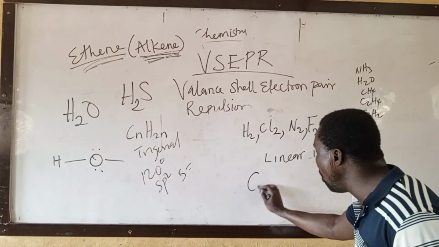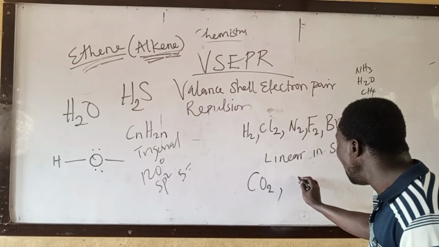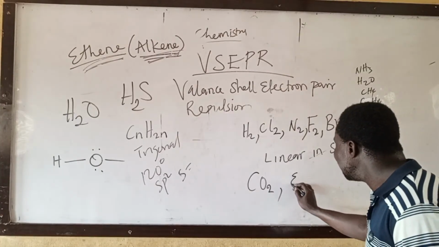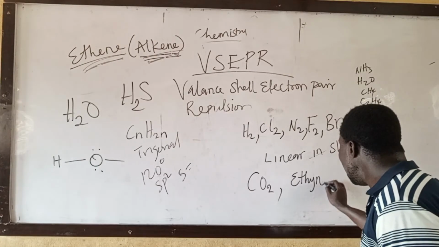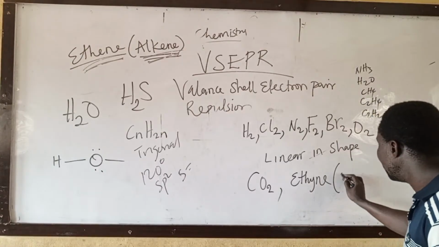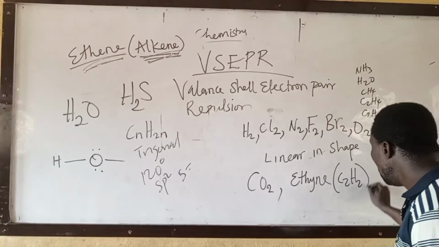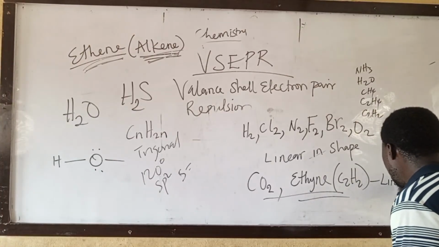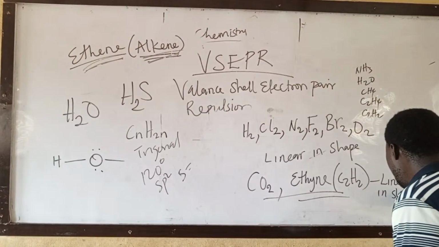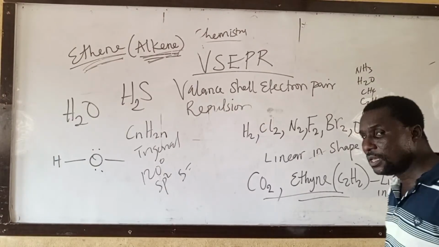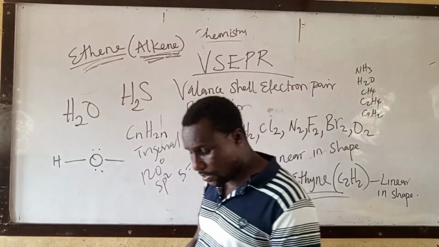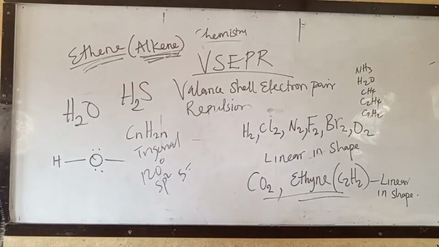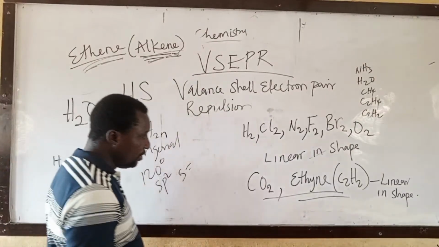Then you have CO2. You have ethyne. Ethyne is C2H2. This one too, they are also linear in shape. Take note, those are linear in shape. Don't kill yourself. They are linear in shape.